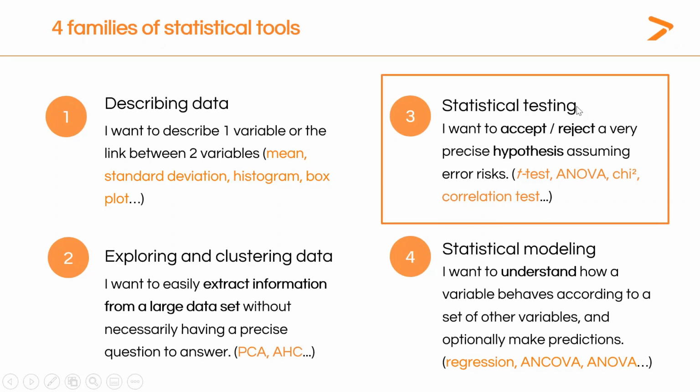Today we'll be focusing on this one, statistical testing, which allow to accept or reject a very precise hypothesis, assuming error risks. So we'll mention the t-test, the chi-square, correlation test. These tools allow answering questions whose answer is yes or no, as you'll see. And at last, statistical modeling allows to understand how a variable behaves according to a set of other variables and optionally make predictions.